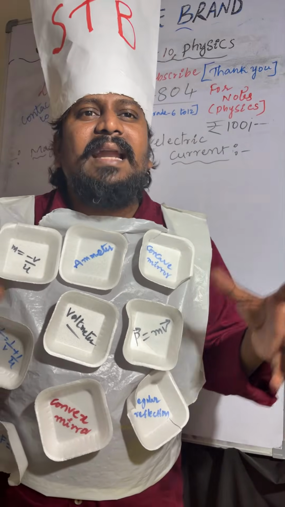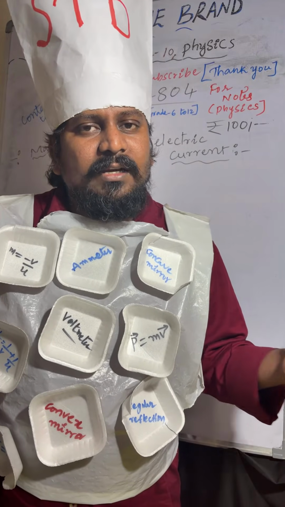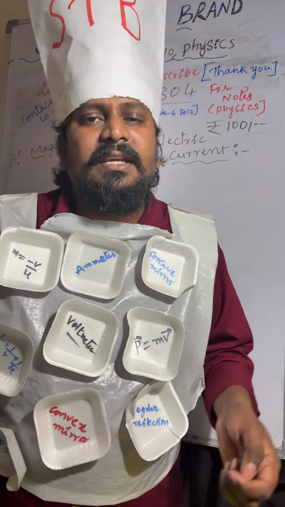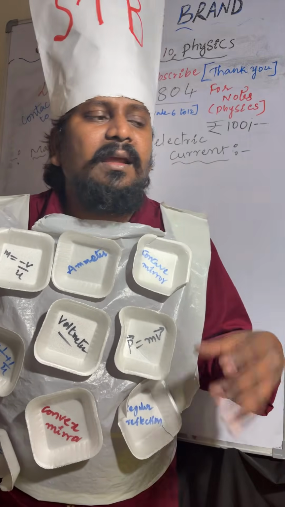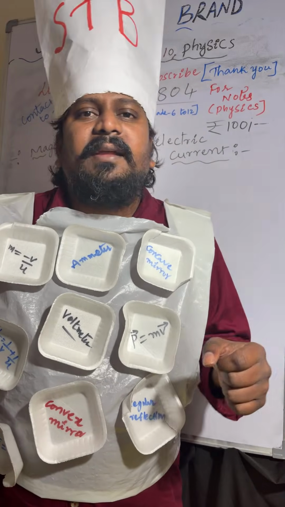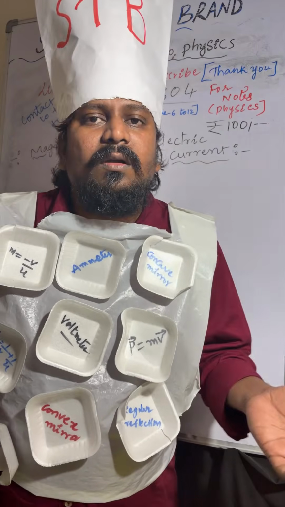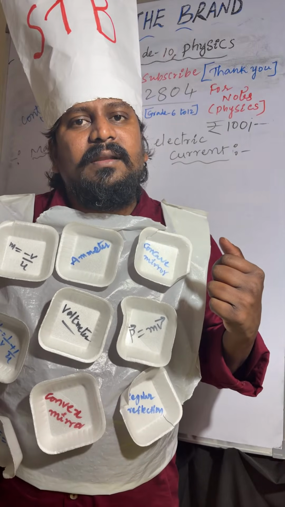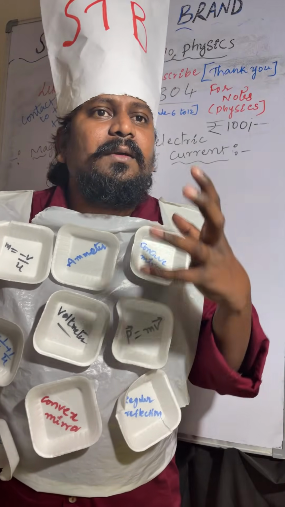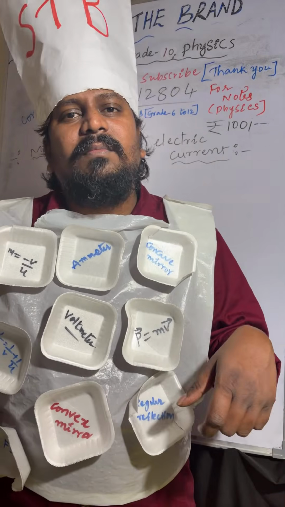So a magnet has properties. What are the properties of the magnet? If you drop the magnet, it will attract the magnetic materials. And one more thing, the magnet will attract more at the ends compared to the middle. Here I am considering the bar magnet.